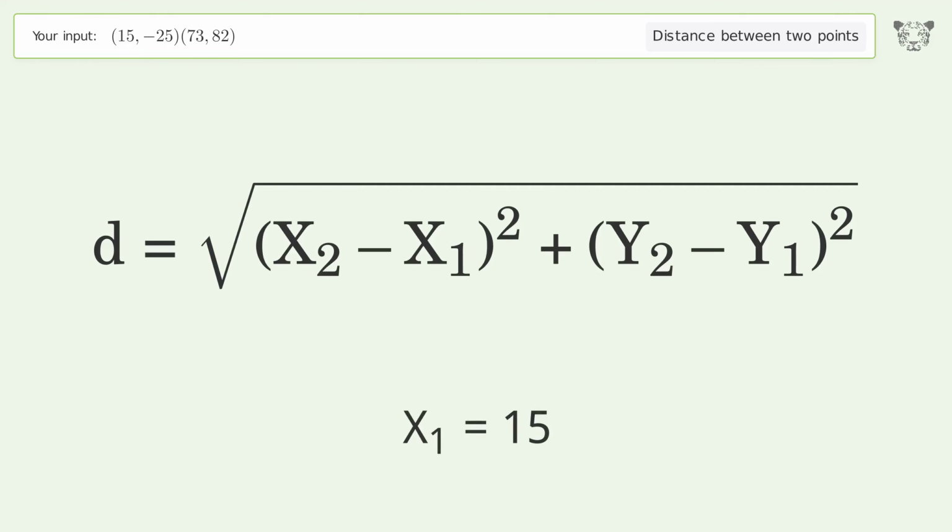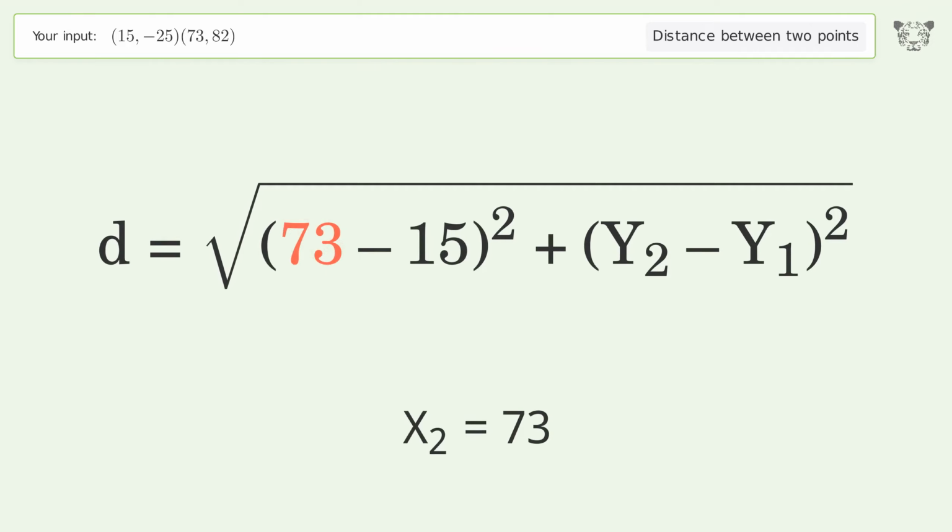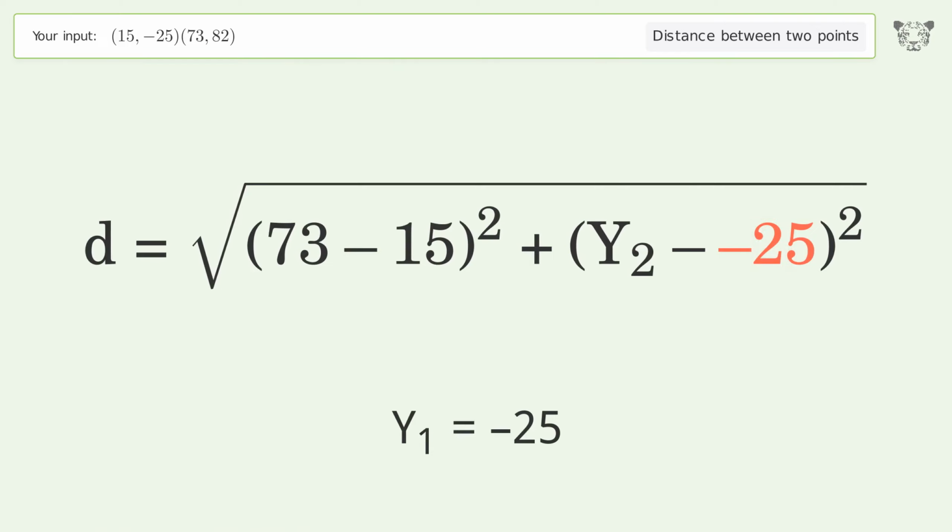x1 equals 15. x2 equals 73. y1 equals negative 25. y2 equals 82.